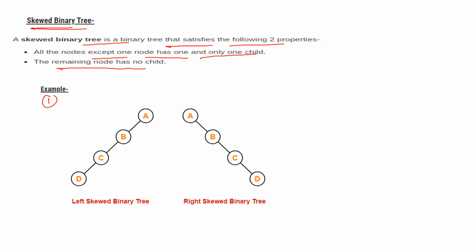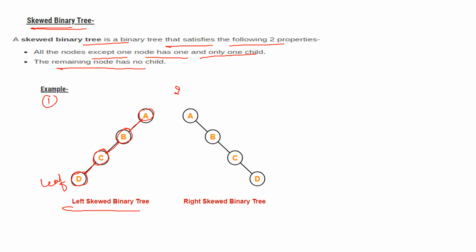Right? This is the first example. See, every node got one child. Right? Every node. This is the last node, leaf node with no child. So this is a skewed binary tree. Every node has only left child. So that's why it is called left skewed binary tree.